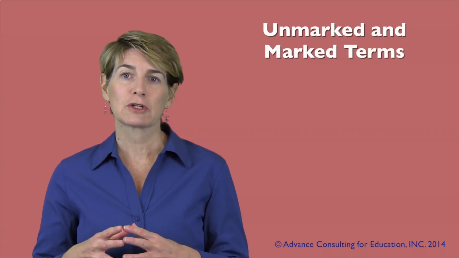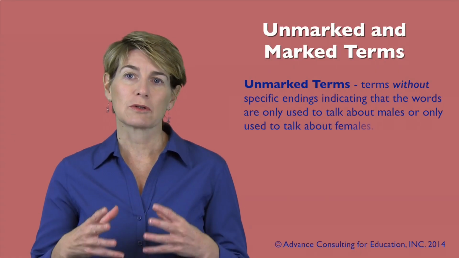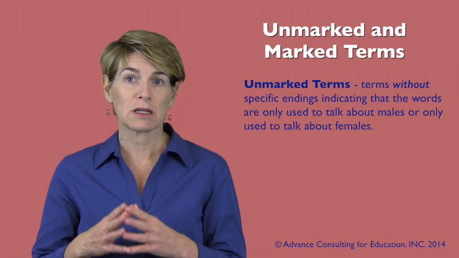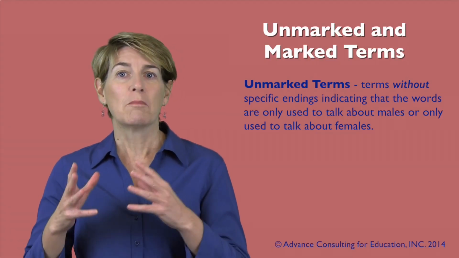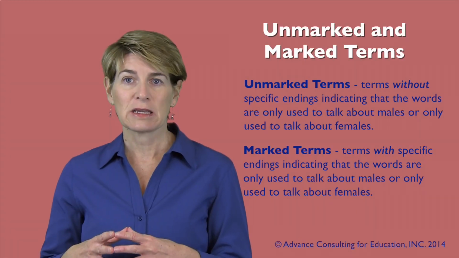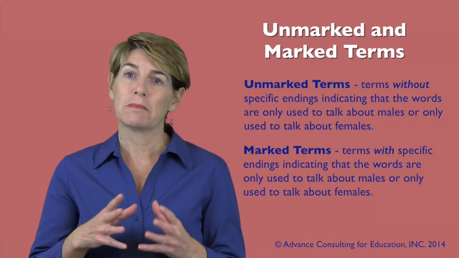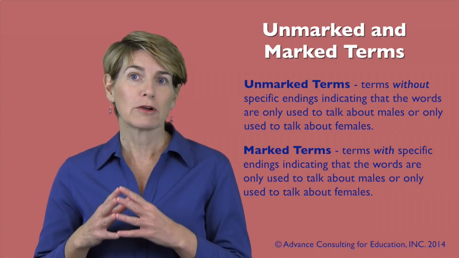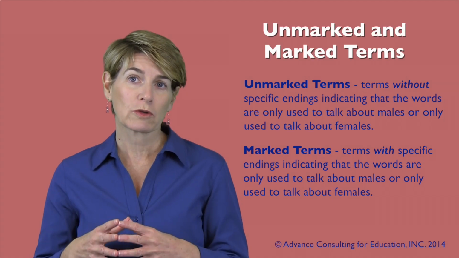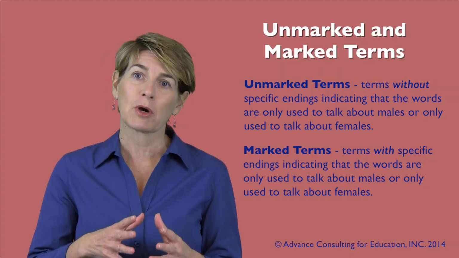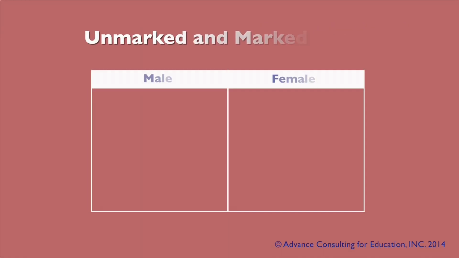The next way that we can talk about men and women differently when it comes to vocabulary is this concept of unmarked versus marked terms. So unmarked terms are terms that don't have a specific ending that indicates that this word is only used to talk about men or only used to talk about women. A marked term, on the other hand, has an ending on it that indicates it's only used to talk about men or women, and generally marked terms are used for talking about women, not men. So we've got some examples for you, and we'll work through these examples so you can see this idea of unmarked versus marked terms. Here are some examples.